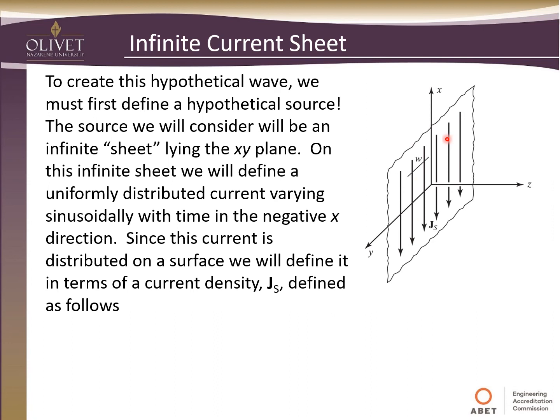Since this current is distributed on a surface, it makes more sense to talk about it as a current density. We'll define this current density as some maximum magnitude times the sinusoidal component, which has a frequency and is dependent on time, in the x direction. And then this only occurs at z equals 0. It doesn't occur anywhere else along the z-axis.